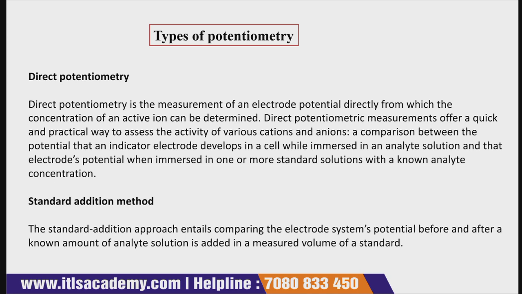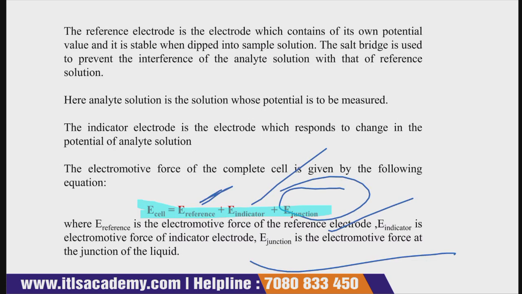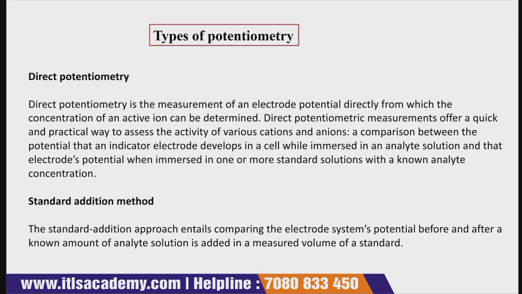Now let's move further and see the types of potentiometry. Basically potentiometry is of two types: direct potentiometry and standard addition potentiometry. Direct potentiometry is nothing but a measurement of electrode potential directly, from which the concentration of active ion can be determined.